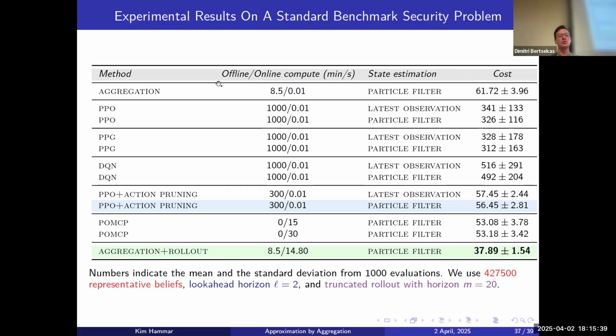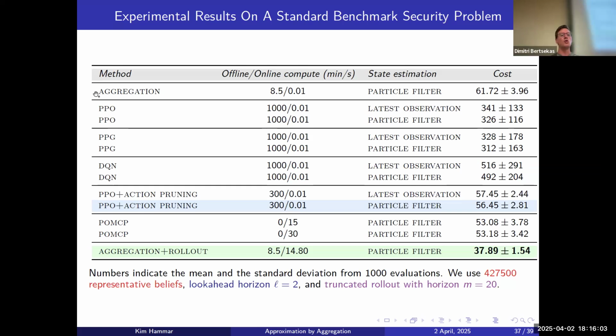The first thing that we can note, I should also say that the blue line here is the previous state of the art. And this is PPO, which you are familiar with, plus some heuristics for doing action pruning. So this is actually not a very general method. It's very specific to this benchmark, where they have fine-tuned the action space based on the problem. And that was the previous state of the art.